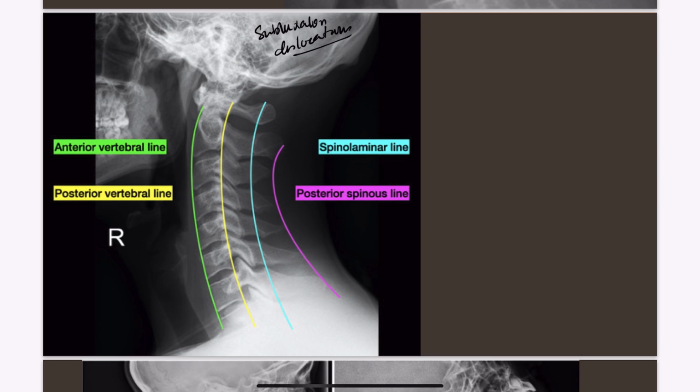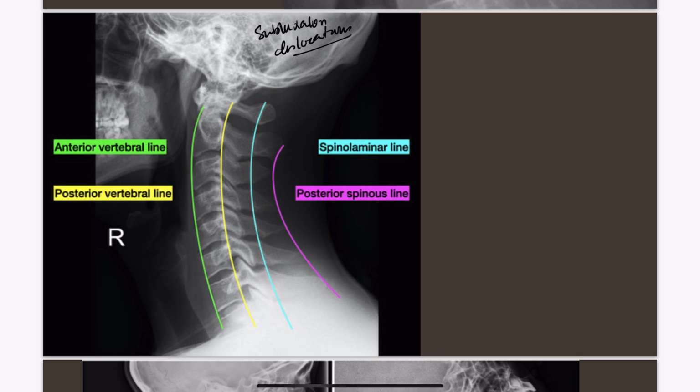Four lines. They are curvilinear lines, but they are not interrupted lines. Uninterrupted curvilinear lines. One is an anterior vertebral line. Next is a posterior vertebral line through the posterior aspect of the body. And one is the spinolaminar line between the spine and the lamina.